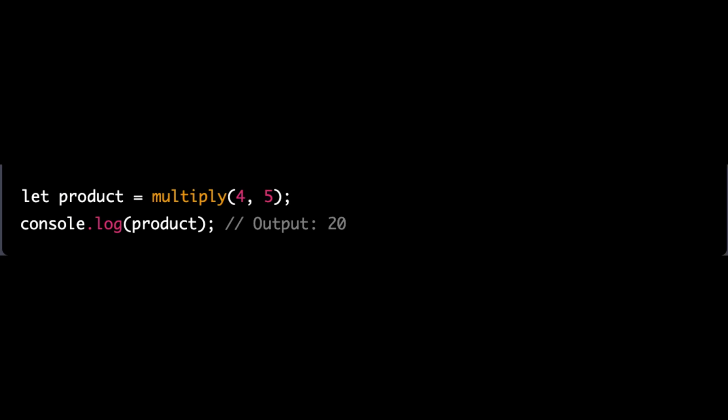To use this function, you can call it by its name and pass in two numbers as arguments. In this example, we're calling the multiply function with the arguments 4 and 5, which will return 20. We're then storing the result in the product variable and logging it to the console.